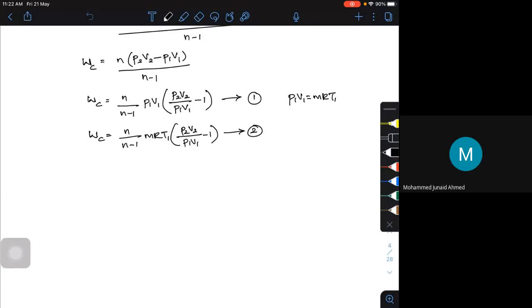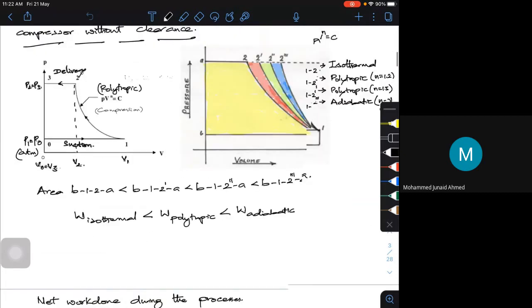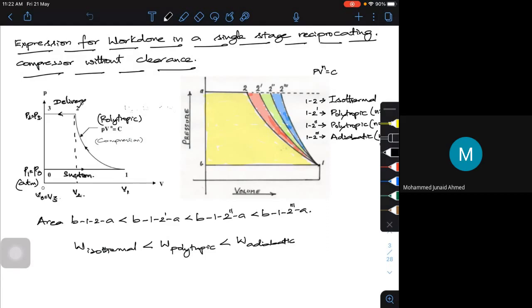Now today we will try to continue the same derivation and try to get this simplified expression in terms of n and so on. So the same derivation will continue. If you go back to this particular PV diagram, let us consider the process 1 to 2. Suppose it is polytropic.